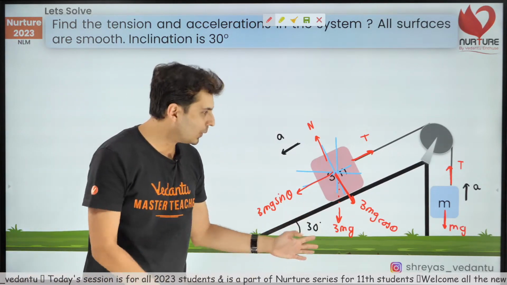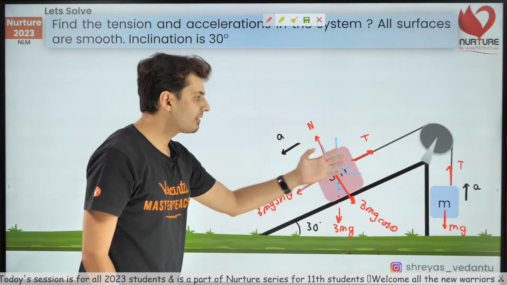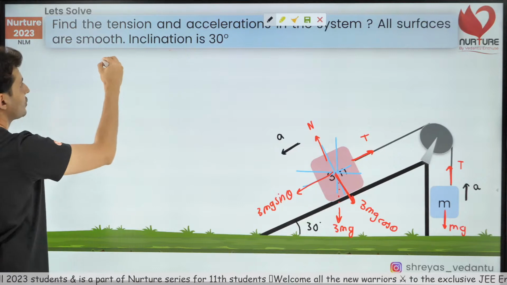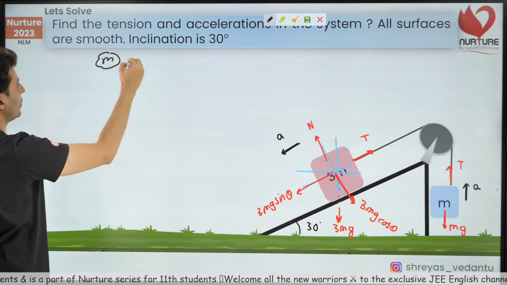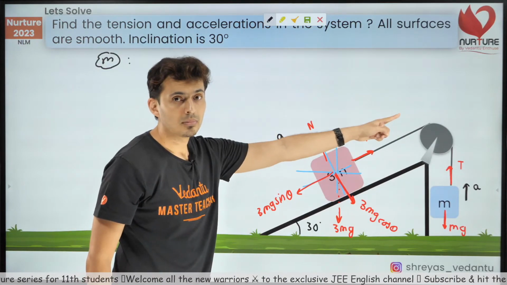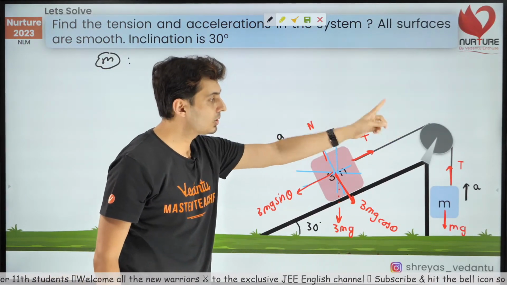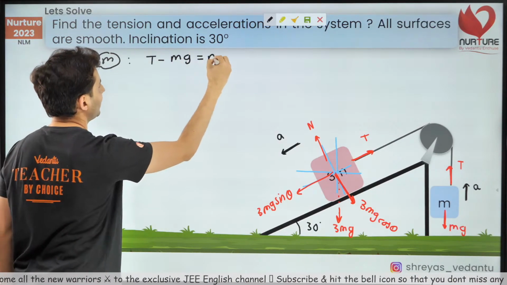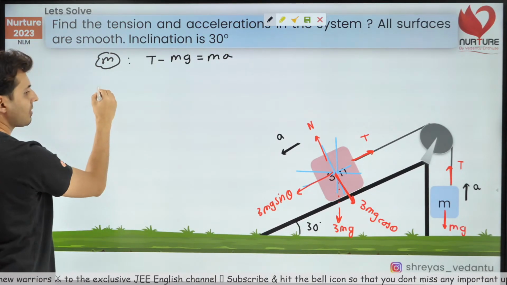Correct. So all you need to do is write down the equations for each one of them. I'll just show you the equations. Solving part, you have to do on your own, guys. So for this mass, it's going up, so net force is up, so tension is more. So tension minus mg is ma. That's one equation.